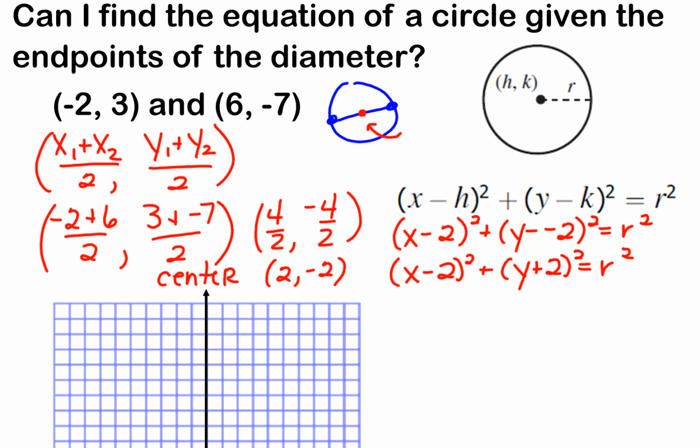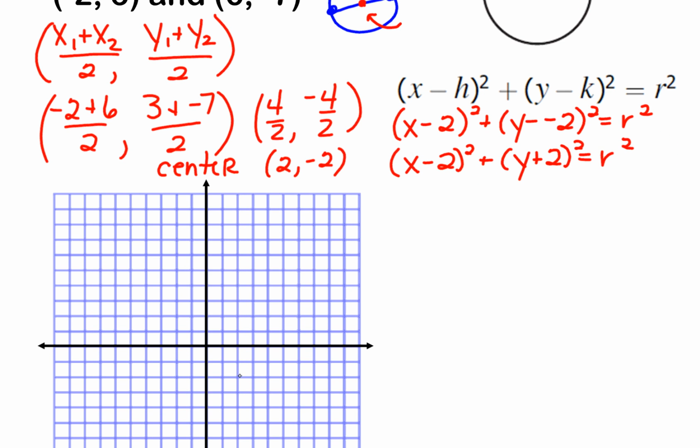So let's graph our (2, -2), which is our center, and then we'll graph another point, maybe (-2, 3), which is a point on that circle. And then we can find the radius. So we'll have 5 over here and 4 over here, and then we'll substitute those into the Pythagorean theorem to find the radius. a^2 + b^2 = c^2. In our case, 4^2 + 5^2 = r^2.